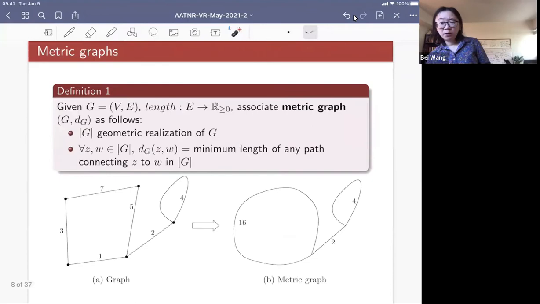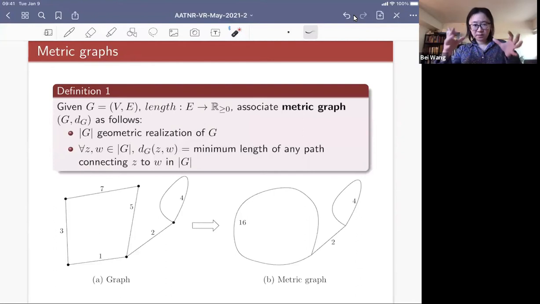All right, so now this is the beginning of the math. Let's define what we mean by a metric graph. Again, you see this picture. If I start with some graph with a vertex set and an edge set, but importantly, for each edge there is a notion of length, then we can associate this classic graph with a metric graph, where the underlying space is the geometric realization of the classic graph.